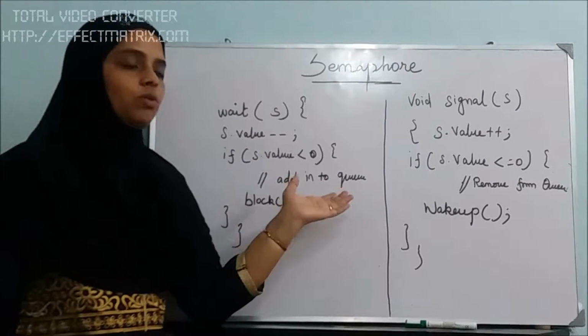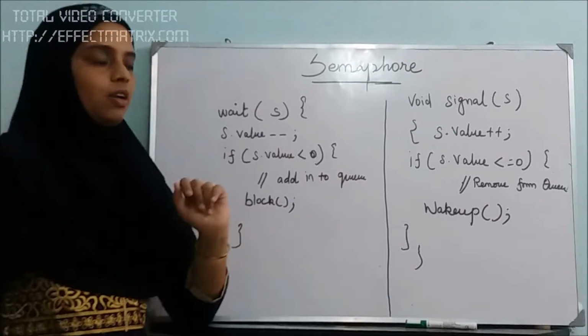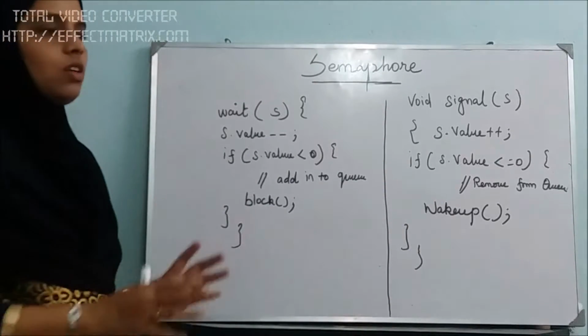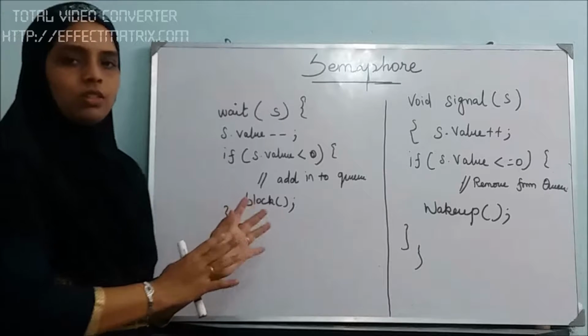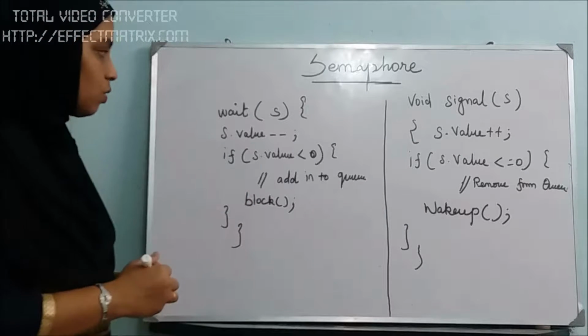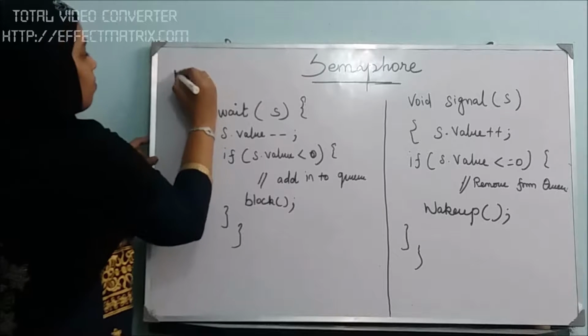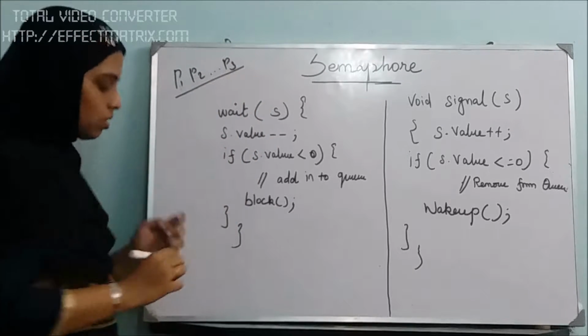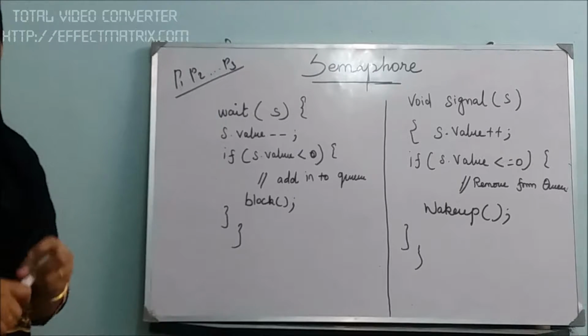Now we are going to see about the semaphore implementation part. We already know about the operations, wait and signal. Wait acts as the entry section operation and signal acts as the exit section operation. For example, P1, P2 and P3, some n processes will want to execute the critical section.